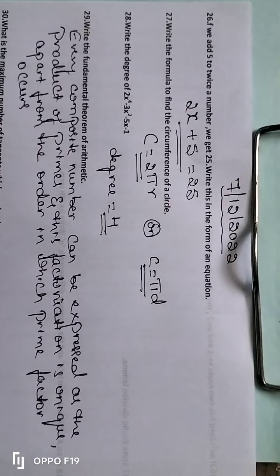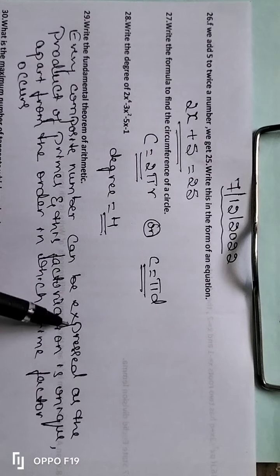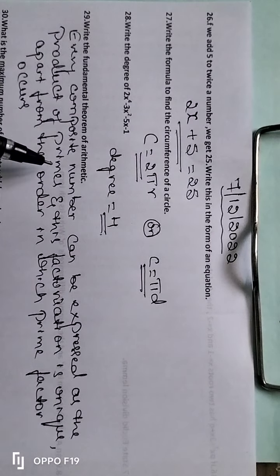So what does the fundamental theorem of arithmetic say? Every composite number can be expressed as the product of primes, and this factorization is unique apart from the order in which prime factor occurs. So this is called as fundamental theorem of arithmetic.